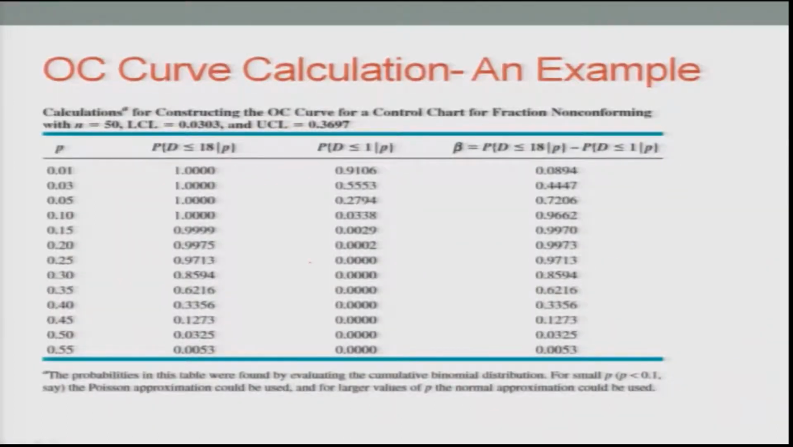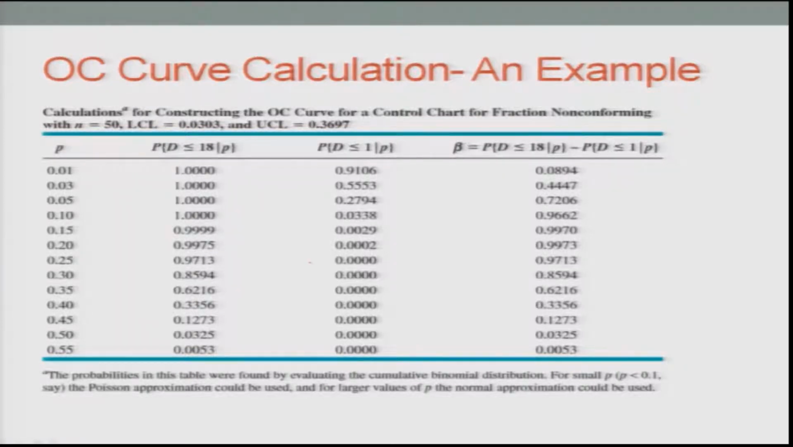So, we are trying to find out the calculation for the construction of the operating characteristic curve for a control chart for fraction non-conforming, considering that N is 50, the lower control limit is 0.03, which is about 3%, and the upper control limit is about 0.3697, which is about 40%.